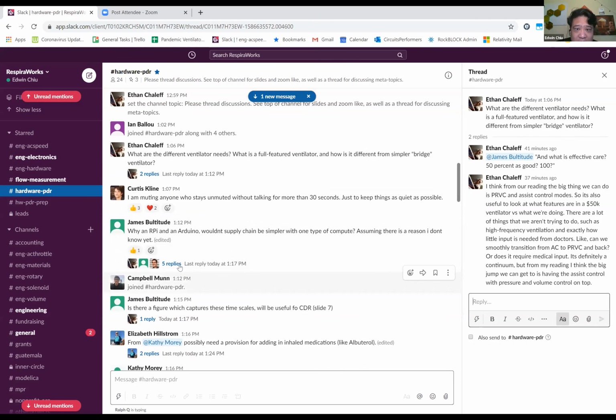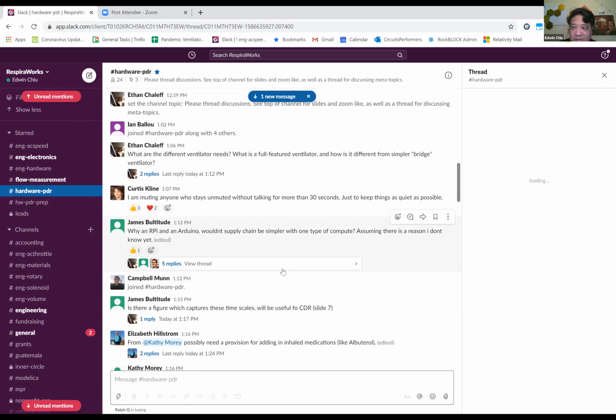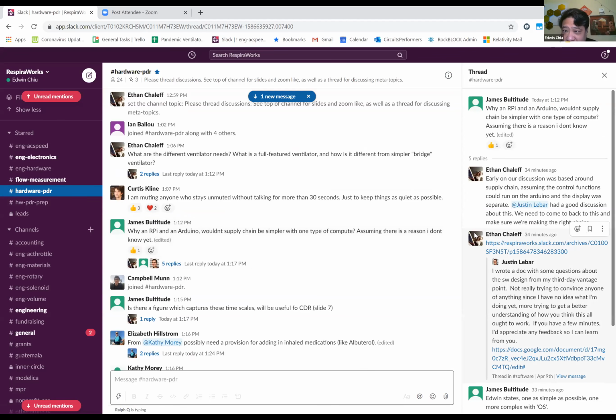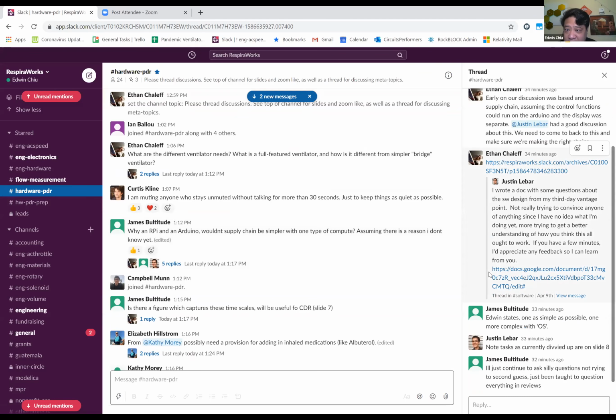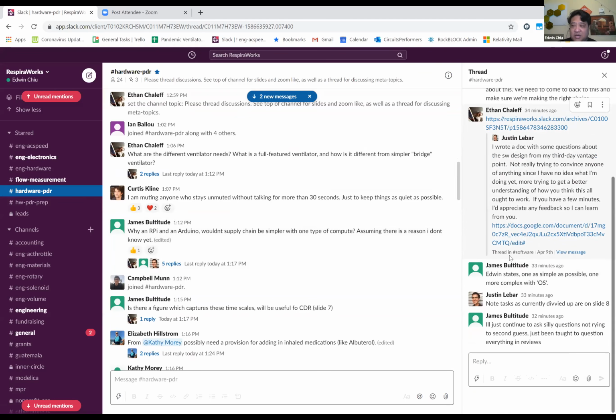Okay, so James asks, why an RPi and Arduino? Wouldn't the supply chain be simpler with one type of compute? I think we've answered some of that already in the presentation. It's the separation of essentially a fixed state machine with very predictable operation from something that can handle more complex things like displaying graphics.